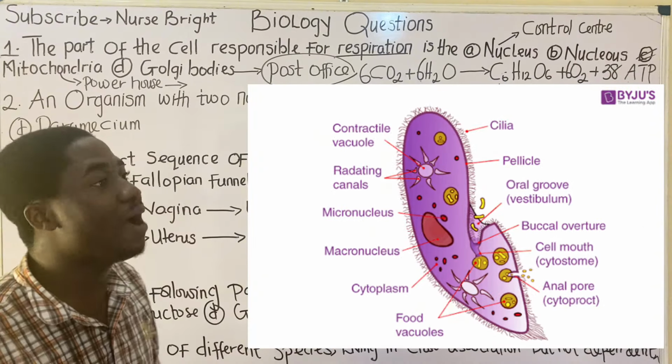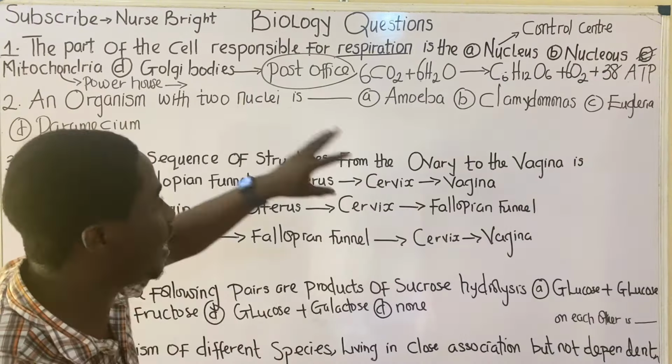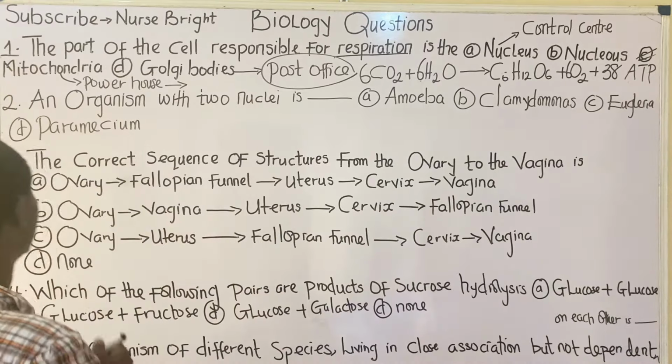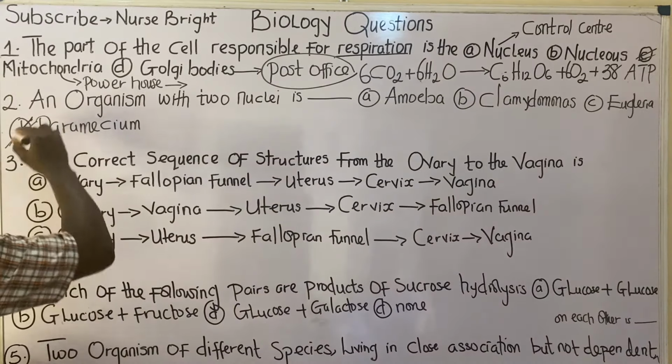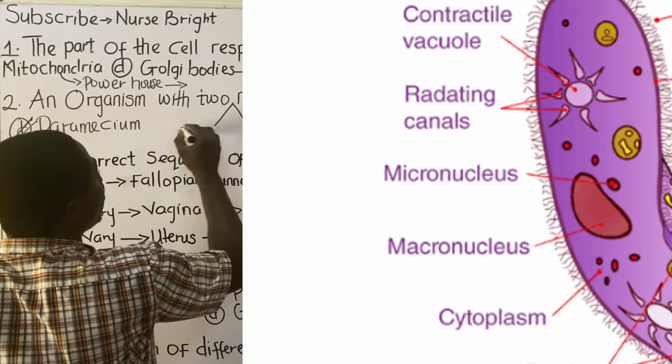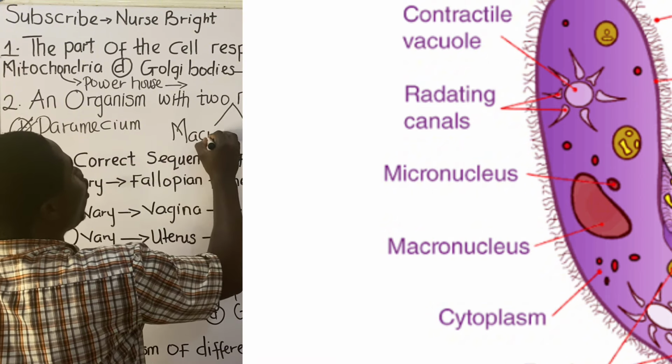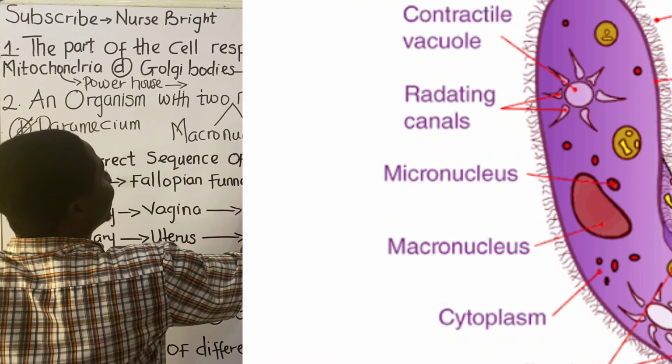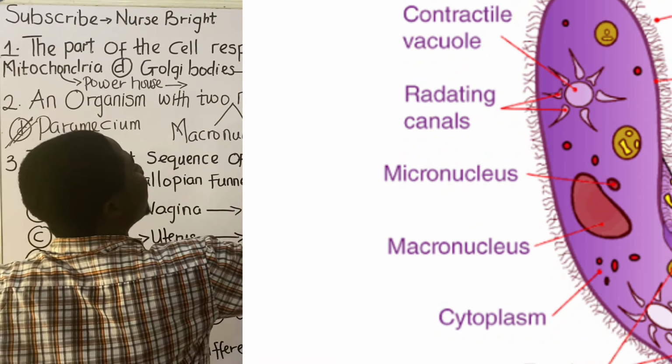Now, first of all, we have to know that the organism with 2 nuclei is called Paramecium. What are these 2 nuclei? We have the macronucleus, and also we have the micronucleus. These are the nuclei seen in this organism called Paramecium.